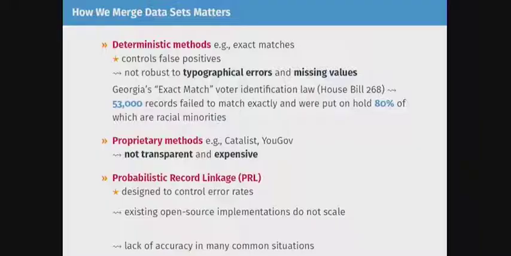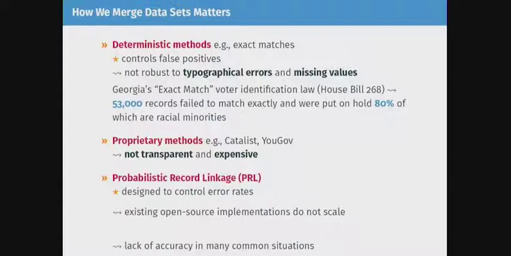However appealing that idea might sound, there are a couple of challenges with standard approaches of probabilistic record linkage. The first one is that open source implementations do not scale. What do I mean by that? As our datasets become larger and larger, it takes more time and computational resources to conduct these merges.